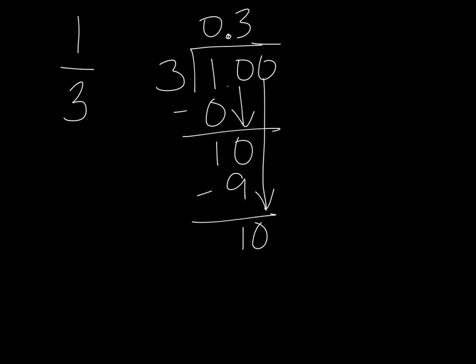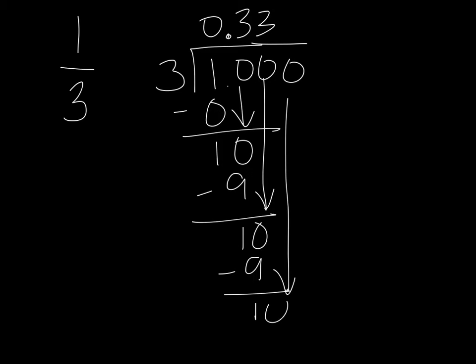3 goes into 10 again, 3 times. 3 times 3 is 9. Subtract, we get 1. And you'll notice that we're going to keep repeating 3's. So 1/3 as a decimal equals 0.3 repeating. And to show that it's repeating, we put a line above the number that's repeating. Try 2/3 on your own. Pause the video, solve it, and then restart the video to see if you got your answer correct.